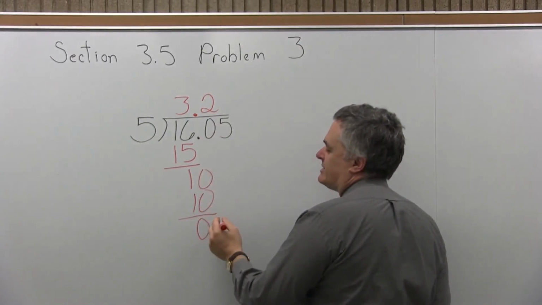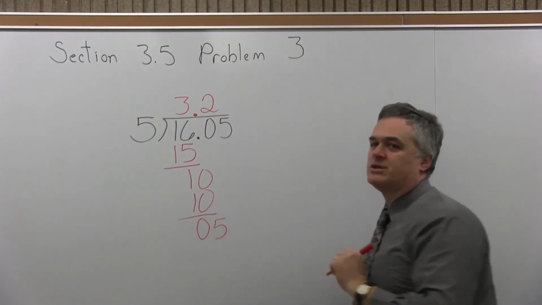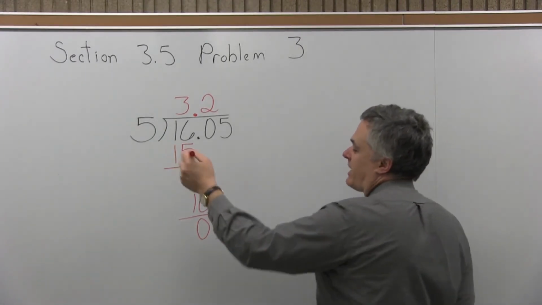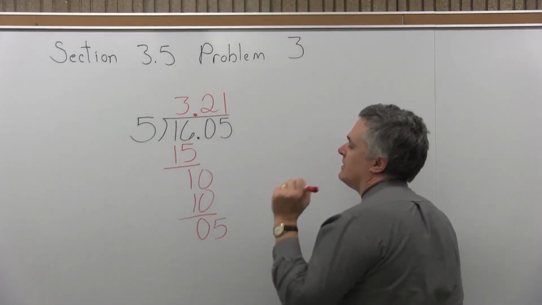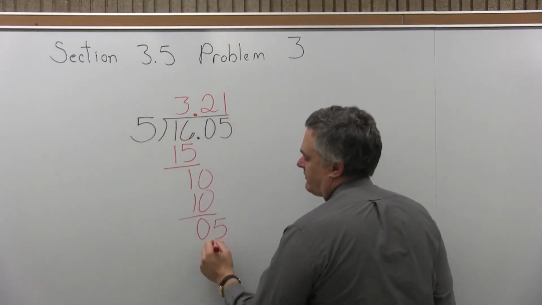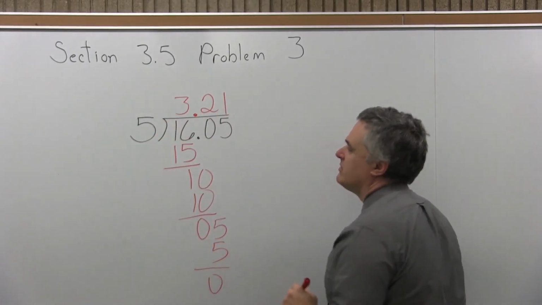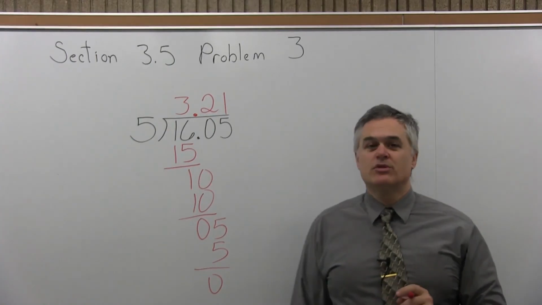Bring down the last digit next to the 0, which is a 5. So 5 will divide into 5 just once. And 5 times 1 is 5. Your remainder is 0. And it goes in 3.21 times.